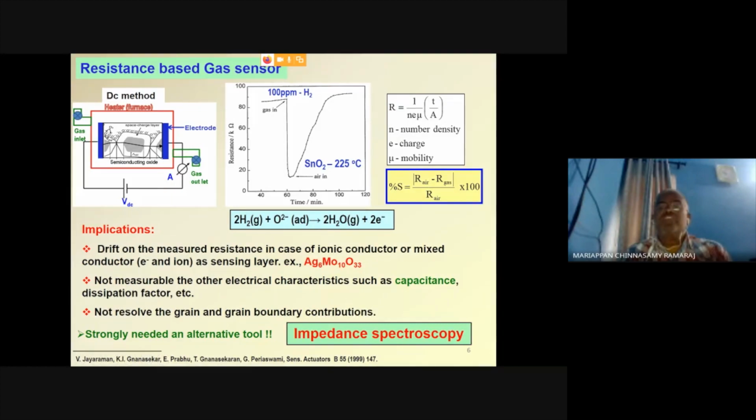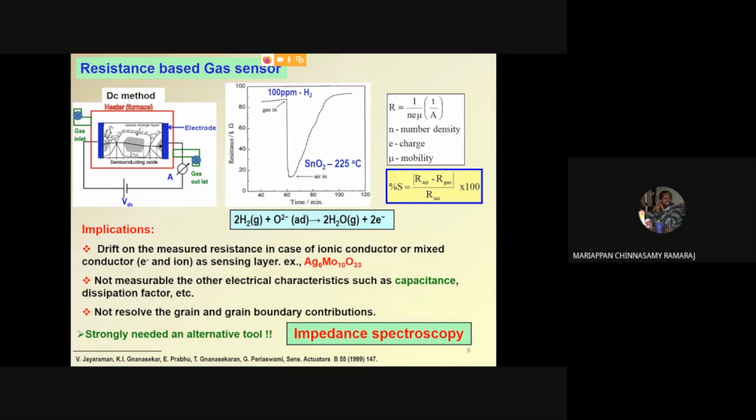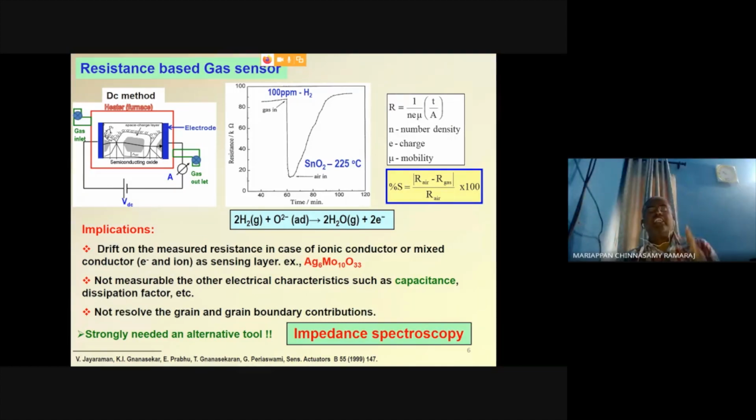For a sensor, the sensitivity slope has to be a higher value and it should be linear. This is basically how the sensor is working. The chemical gas sensor works in the DC method, which is a very simple method. You apply a DC voltage, measure the DC current, and from that you calculate the resistance. Then from the changing resistance with respect to concentration, you can find out the sensitivity of the sensor.